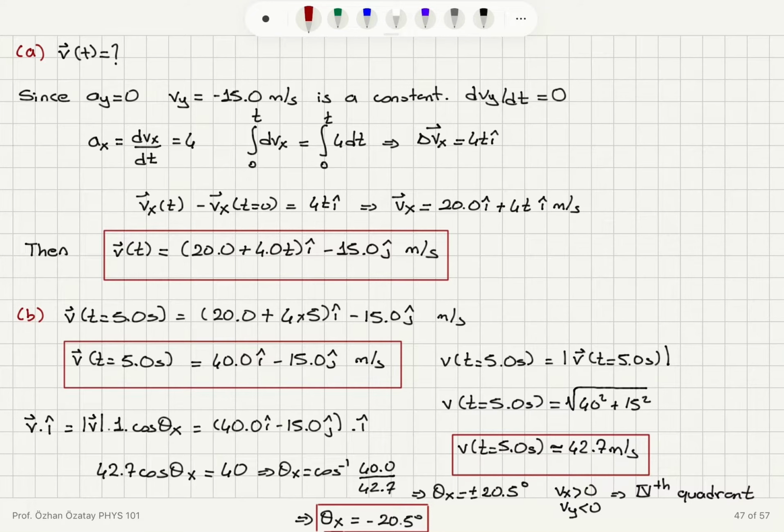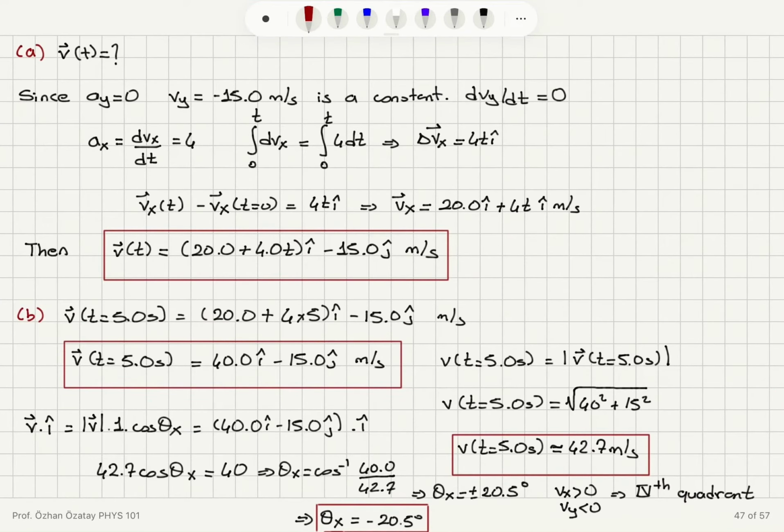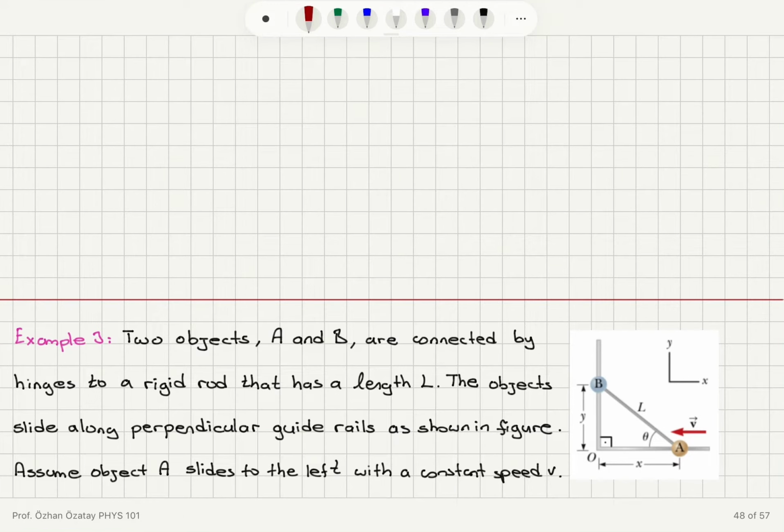All right. Now, part C, determine the x and y coordinates of the particle at any time t and position vector. So let's work on the position vector. Now the velocity vector, we know velocity at any time t is the derivative of the position vector with respect to time, dr/dt. Then we find that the displacement delta r is the integral from 0 to t of v(t) dt.